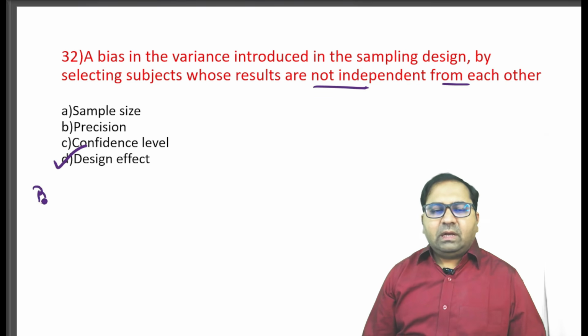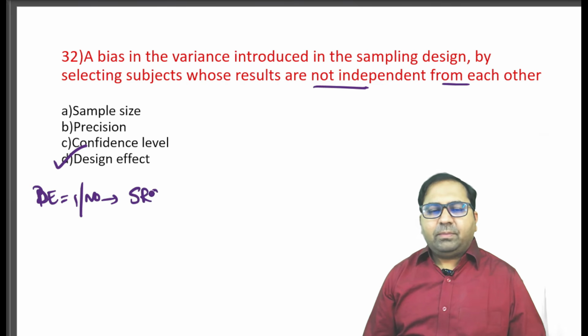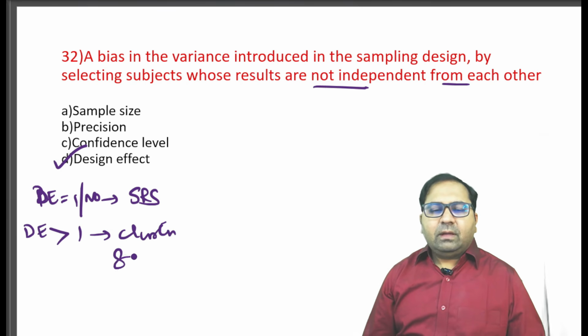I told you design effect equal to 1 means no design effect. Where do you use it? For simple random sampling. If the design effect is more than 1, where? Cluster sampling. Okay, cluster sampling. Then next question.